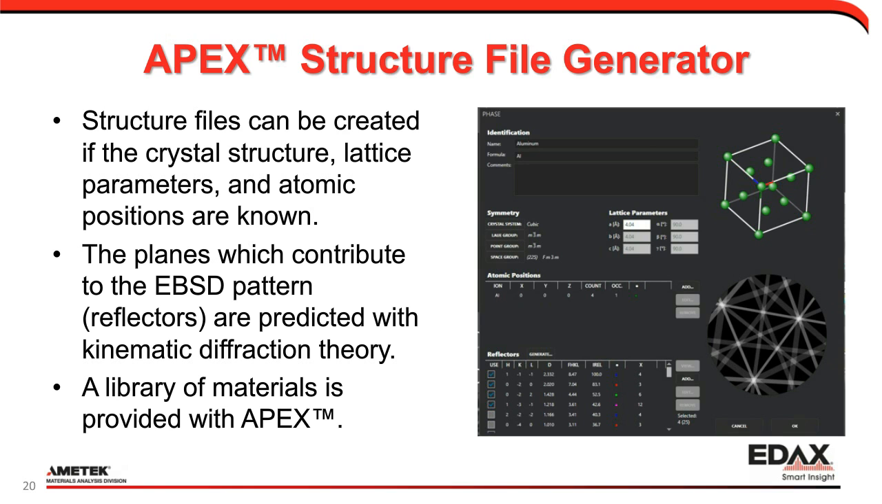Now, of course, we also provide a library of materials for the most common materials. We have a library of around 500 materials, which covers your most common metals, minerals, semiconductors, ceramics. But if you are starting to look at more novel materials, you do have this tool available to calculate these structure files.